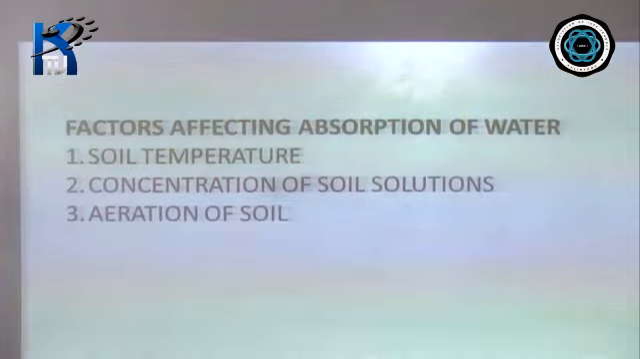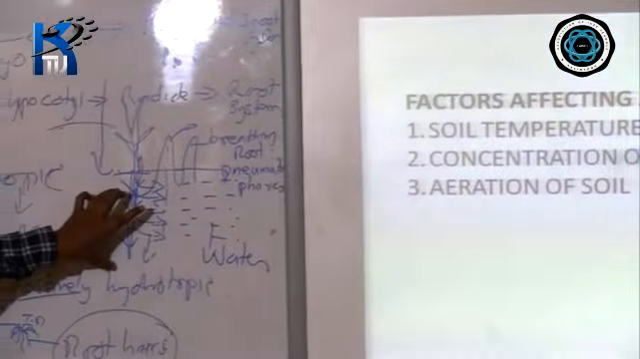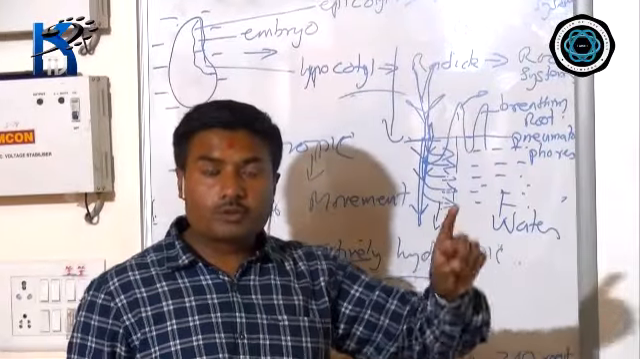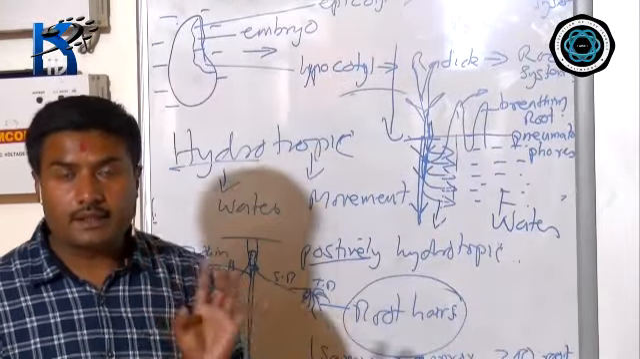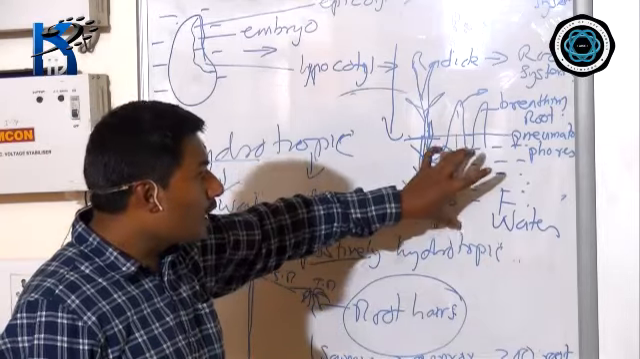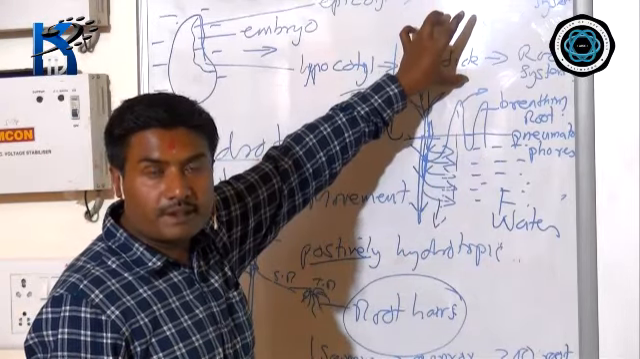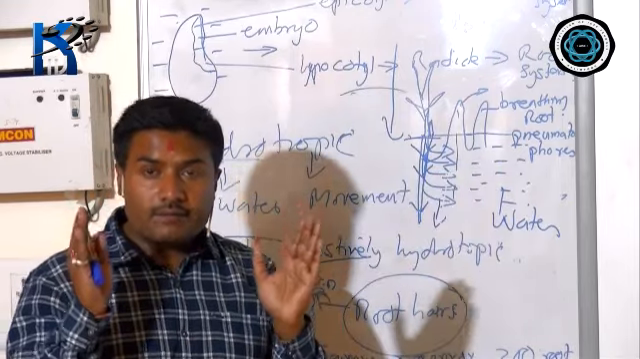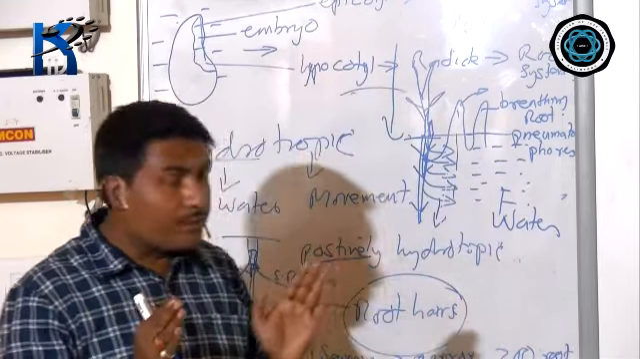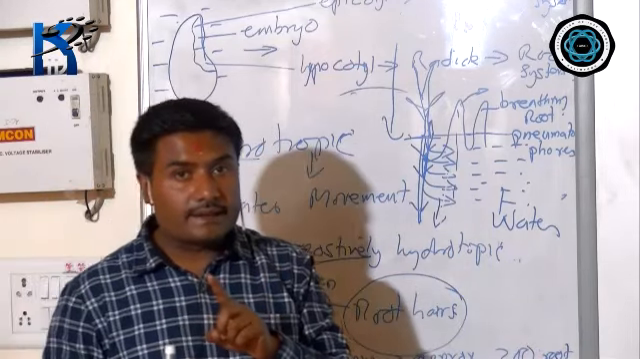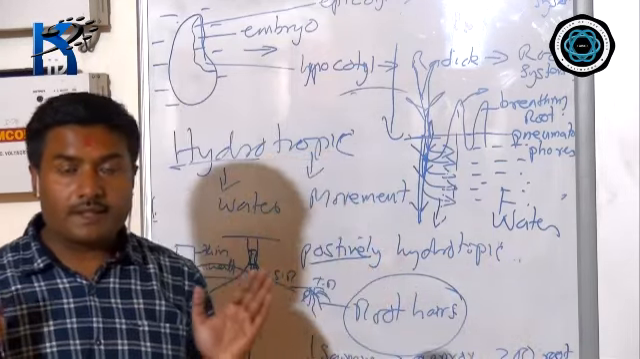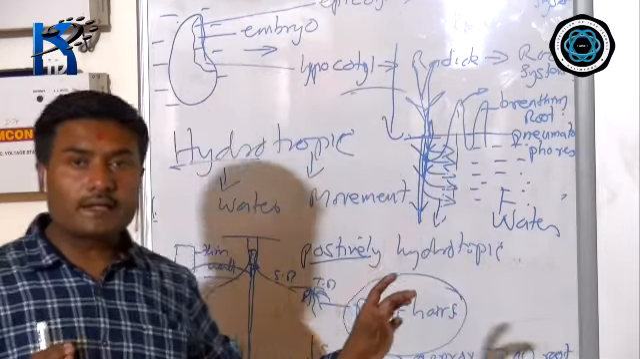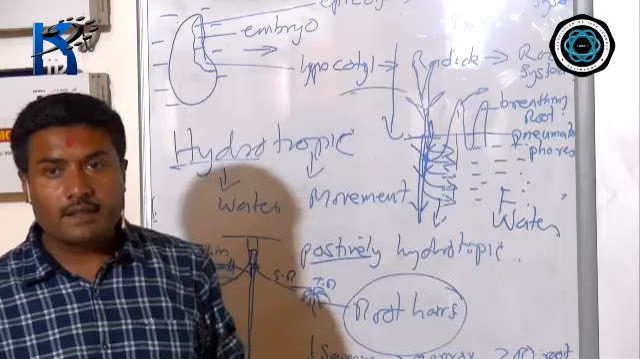What do you mean by soil temperature? The temperature of the soil. The optimum temperature of the soil should be 20 degree to 30 degree. I'm talking about soil temperature, I'm not talking about atmospheric temperature. So soil temperature should be around 20 to 30 degree centigrade. At this optimum temperature, the plant is able to absorb water and minerals. Lesser than that, it will affect. Higher than that, it will affect.